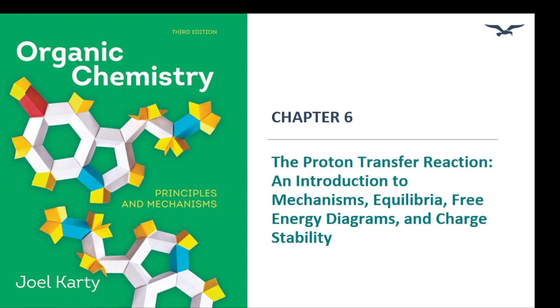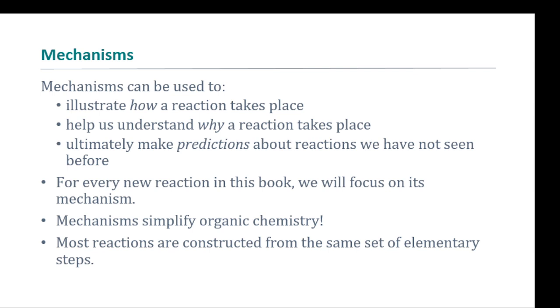Okay, so this is proton transfer reactions. We're going to have an introduction to mechanisms, equilibria, free energy diagrams, and charge stability. So a mechanism can be used to illustrate how a reaction takes place. It helps us understand why a reaction takes place. Ultimately, we can use this to make predictions about stuff we haven't seen before and design new reactions that we've never done before. So for every new reaction in the book, we're going to focus on its mechanism. And this is going to be most of what organic chemistry is going to be from now on.